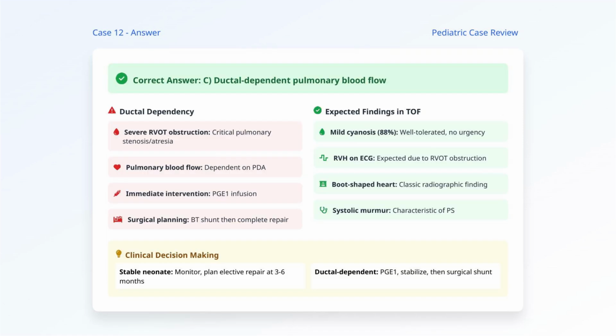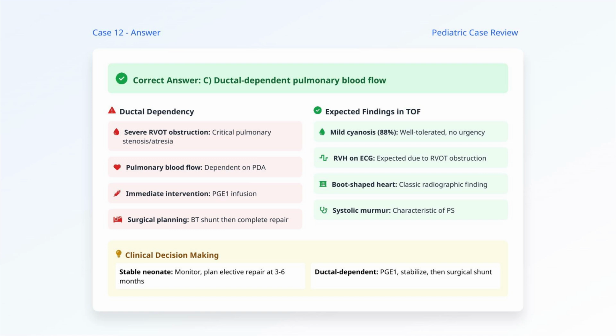The correct answer is C. Ductal-dependent pulmonary blood flow would indicate the need for early intervention in this neonate. This finding suggests severe right ventricular outflow tract obstruction or functional pulmonary atresia, where pulmonary blood flow is critically dependent on the patent ductus arteriosus. Such patients require prostaglandin E1 infusion to maintain ductal patency until surgical intervention, which is typically an early systemic to pulmonary shunt followed by complete repair later.